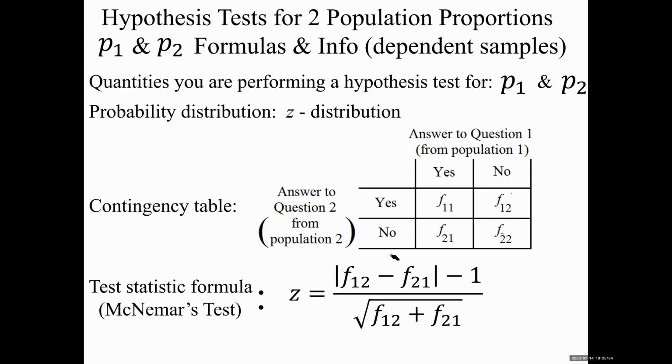And also, you can use it to find p-values and all that stuff. Now, there's a condition, and I will be asking you to check this condition. This is the only one in chapters 10 and 11 that I make you check. It's for this situation: a two population, percentage problem with dependent samples. Then you have to check the condition. The condition is that F12 plus F21 needs to be greater than or equal to 10. So you check that condition, and then you can go ahead and do the test.